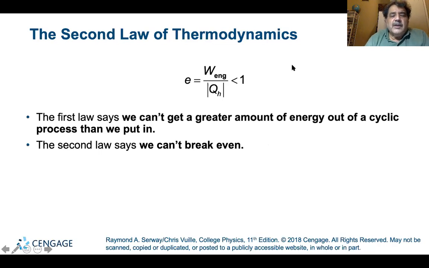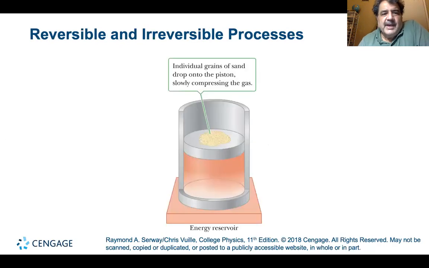Okay, the second law of thermodynamics. The efficiency, which is equal to the work of the engine divided by Q hot, has to be less than 1. The first law says we can't get a greater amount of energy out of a cyclic process than we put in. And the second law says we can't break even. We can't even break even to 1. It's always going to be less than 1. The second law of thermodynamics.